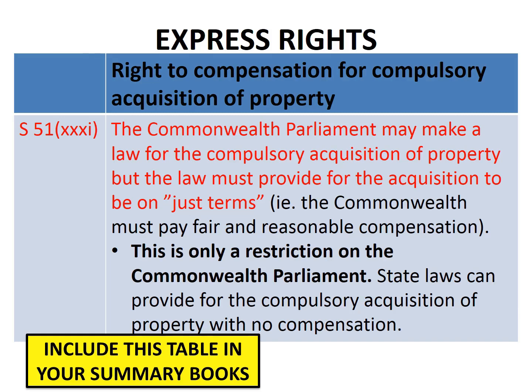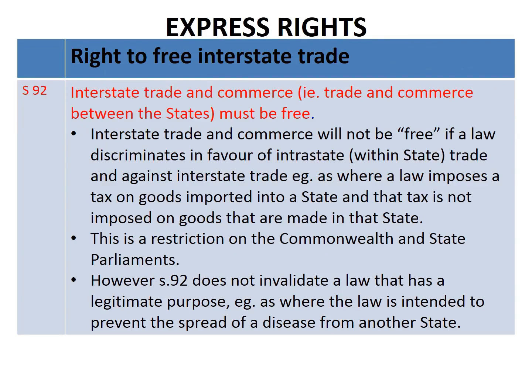So, when we talk about a right to compensation for compulsory acquisition of property, it's not a right that is given directly to individuals. It's a right that arises because, in this case, the Commonwealth Parliament is prohibited by our Constitution from making laws that take away a person's property without also giving that person reasonable compensation for that property. Only two more express rights to go.